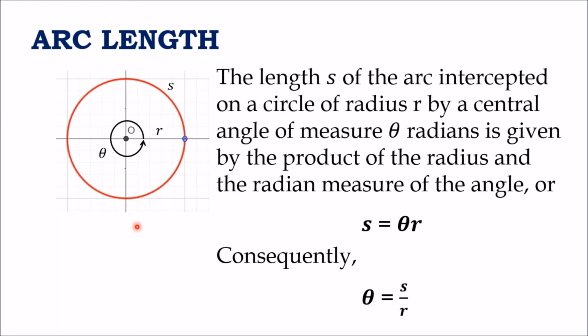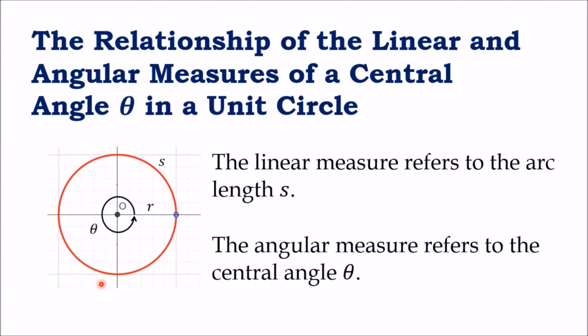Generally, when we find the length of an arc intercepted by a central angle theta, it is through the product of the measure of the central angle theta in radian measure and the measure of the radius r. Consequently, the central angle theta in radian measure is the quotient when the arc length s is divided by the radius r. The arc length s is the linear measure. The central angle theta is the angular measure.